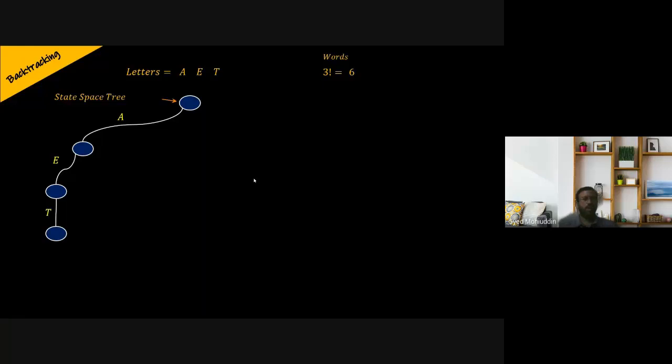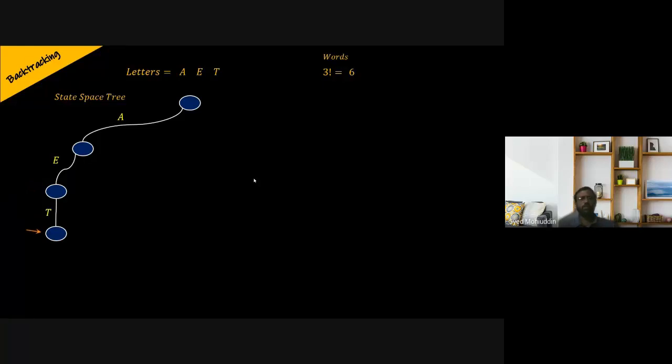So why are we creating this tree? Because of the number of permutations that we can have here. Starting from the root node, the label is A, that is the edge we have traversed. We came to this node on the next level. So A, then we move to the next level, E, and then we move to the third level, that is T.